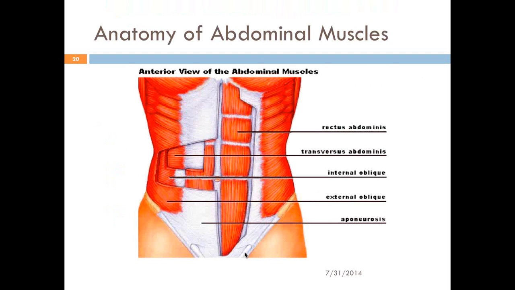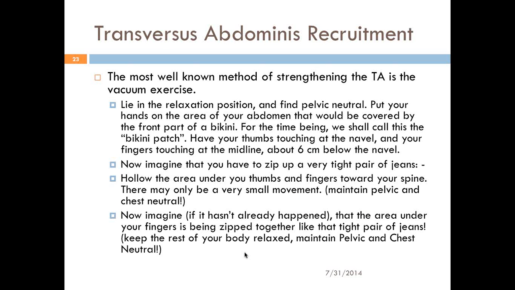Now imagine you have to zip up a very tight pair of jeans. Hollow the area under your thumbs and fingers towards your spine. There may only be a very small movement. Maintain pelvic and chest neutral. So you're not looking for a huge movement here. You don't want to see any movement in the back. You don't want to see any movement in their chest. You just want to see a small contraction happening in their bikini patch. Now imagine that the area under your fingers is being zipped together like a tight pair of jeans. Keep your body relaxed and maintain pelvic and chest neutral. So it's just a very small tightening that occurs very low under your belly button.